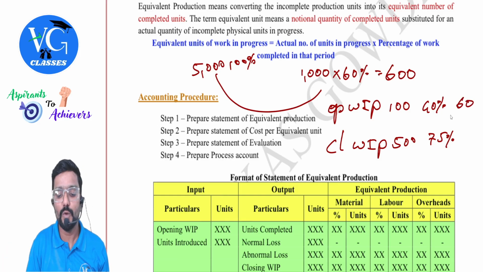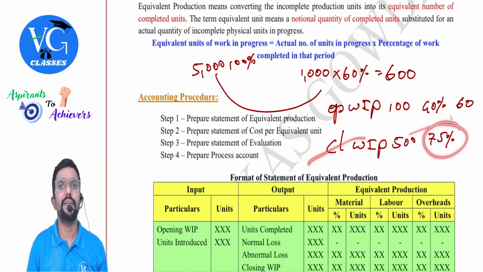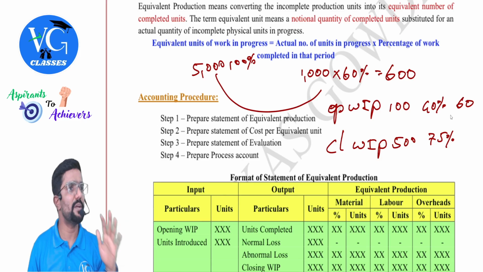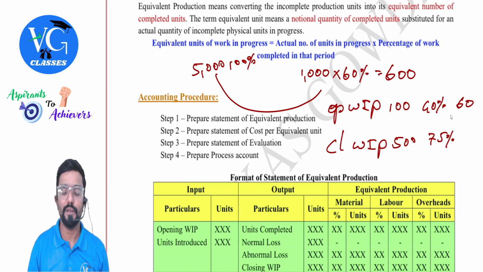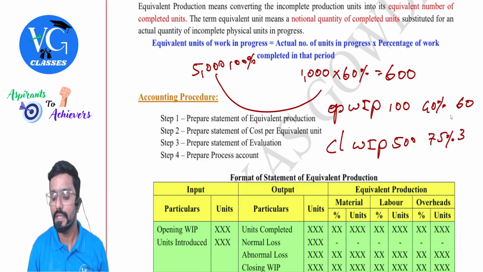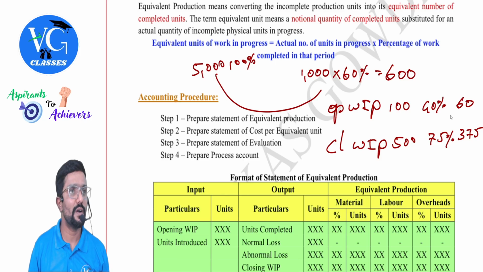Whereas on closing WIP, how much work have I done? 75%. When have I done this? Current period. So what is the equivalent unit? 500 into 75%, which is 375. Got it? Hope you understand.